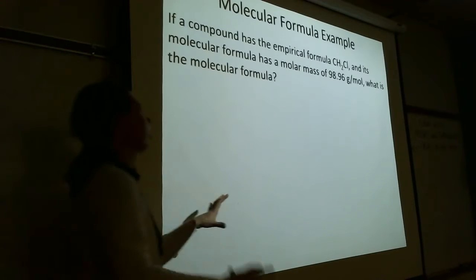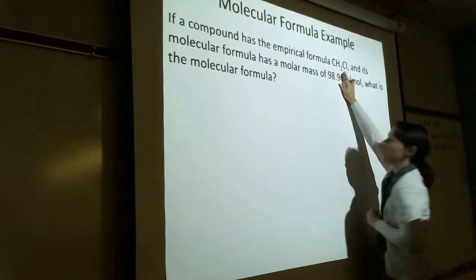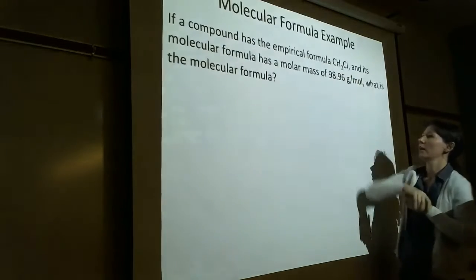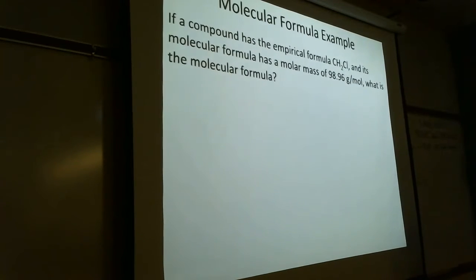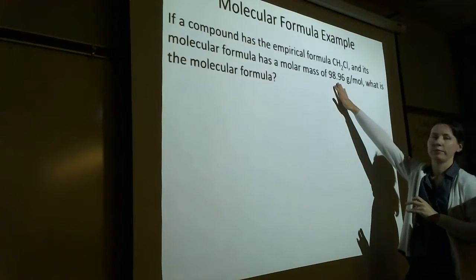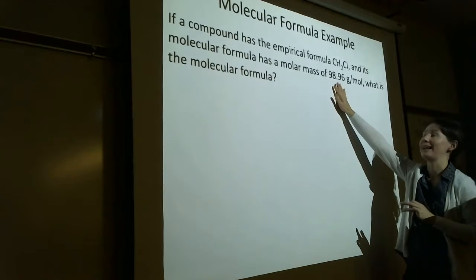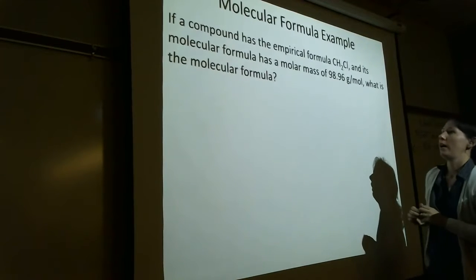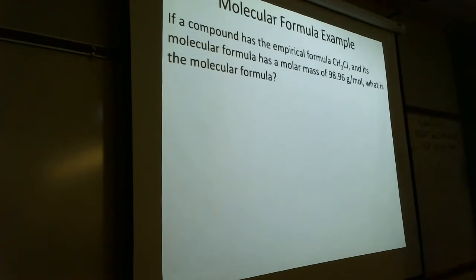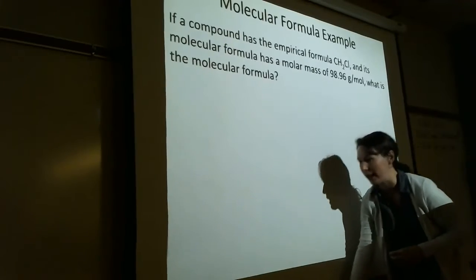So this is the empirical formula we just came up with, right? We just came up with this 5 seconds ago. If a compound has the empirical formula CH2Cl, now I would have to give you the molecular formula. That has to be given. If the molecular formula has a molar mass of 98.96 grams per mole, what is the molecular formula? So what we need to do is come up with the factor that we're going to multiply by. And that factor is really easy to obtain.